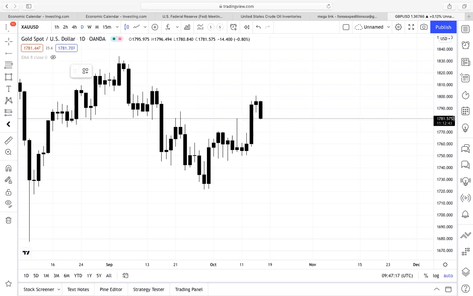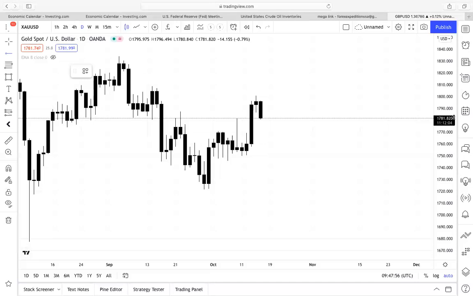So in this case, I already gave you guys a hint. You're looking at two key levels. Which key levels are they? Okay, let's break it down for you guys. It's 1,800 and 1,700.